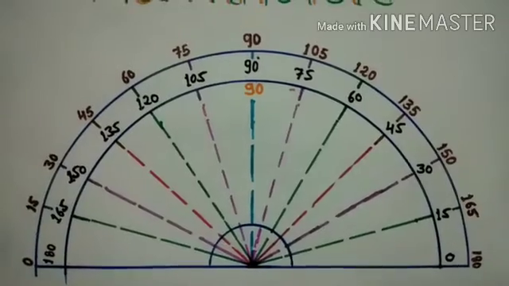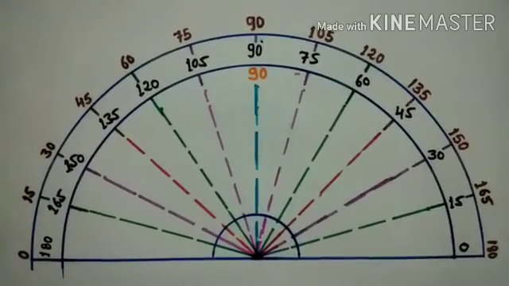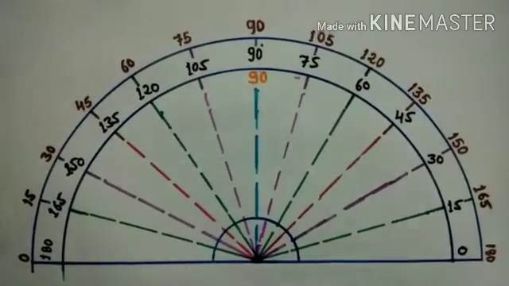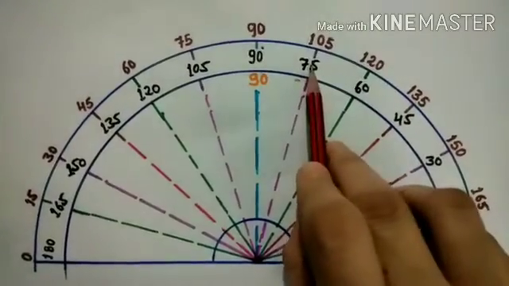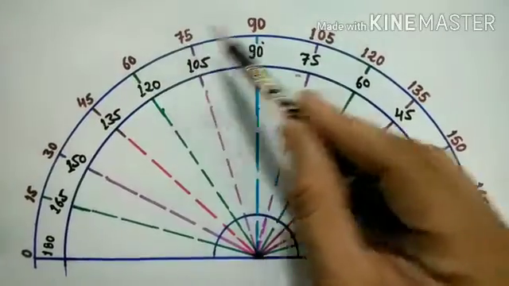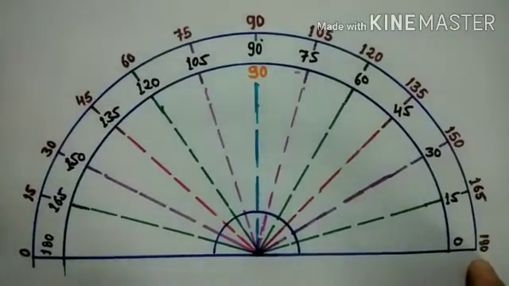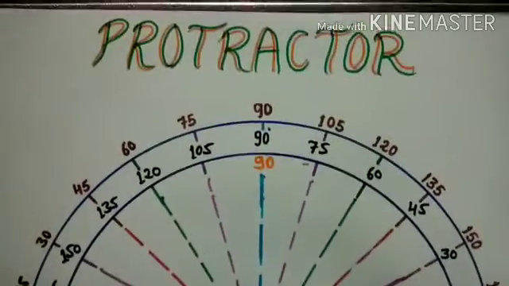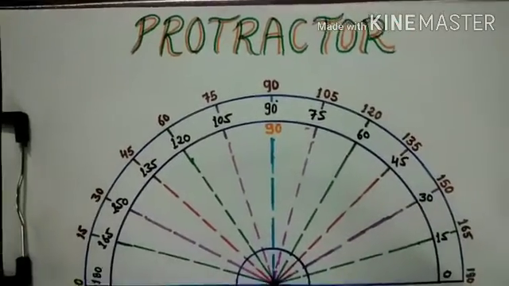In this figure we have a half circle, or we can say a semicircle, and there are some numbers written on it: 0, 15, 30, 45, 60, 75, and similarly from here 0, 15, 30, 45, 60, 75 and 90. So this is the instrument for measuring angles, called a protractor. How will we measure the angle with this protractor?